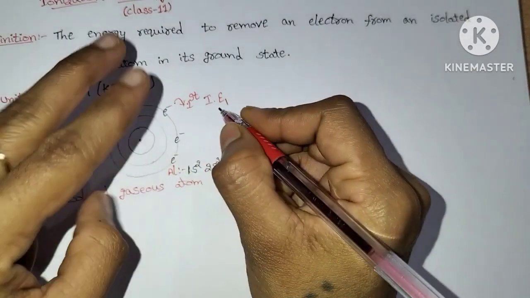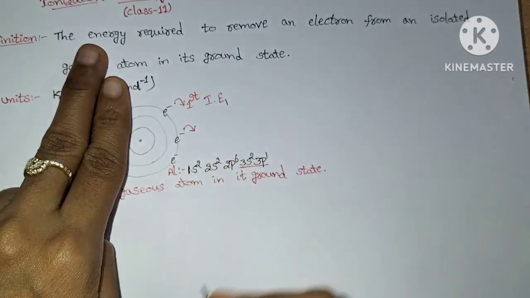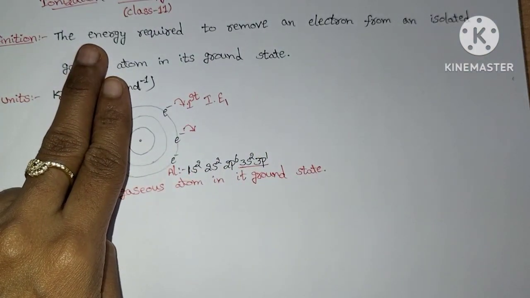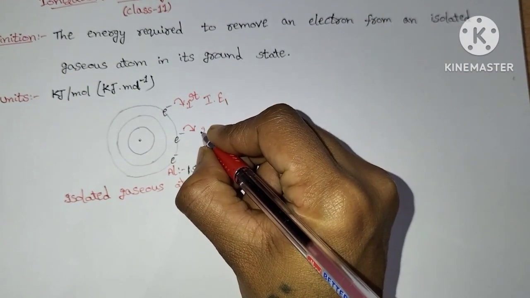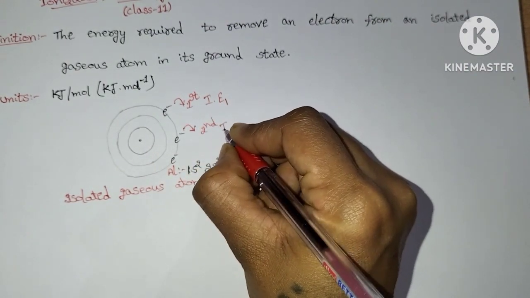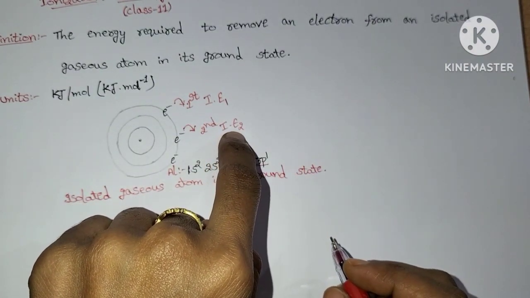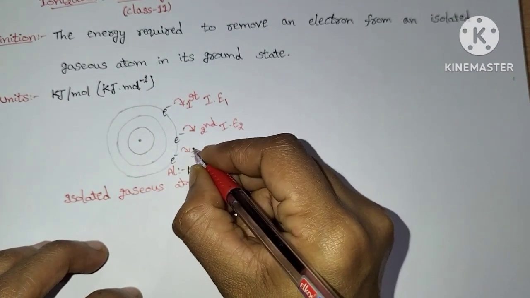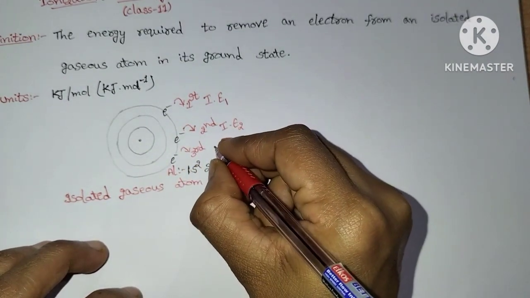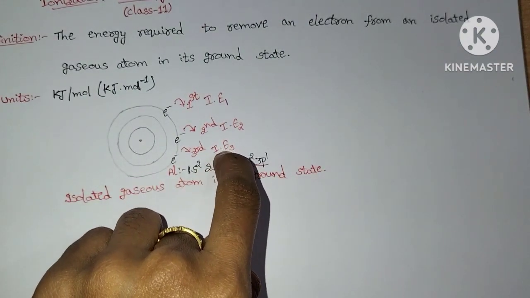Similarly, second ionization enthalpy. To remove the second electron, how much energy is required? That energy is called second ionization enthalpy. It will be represented as IE2. In the same way, third ionization energy. To remove the third electron, how much energy is required? That is called third ionization enthalpy.